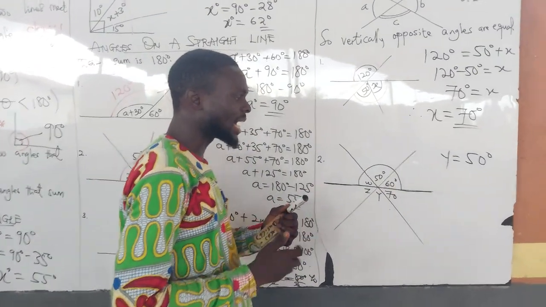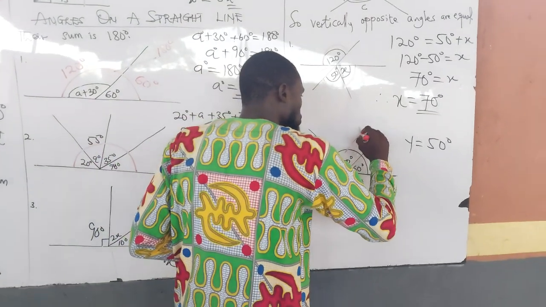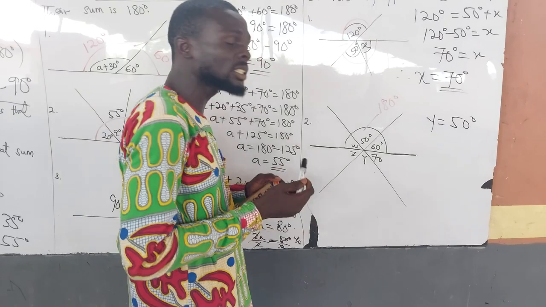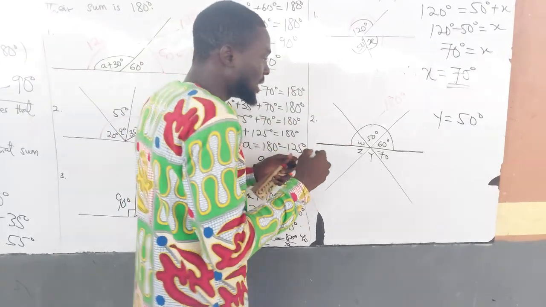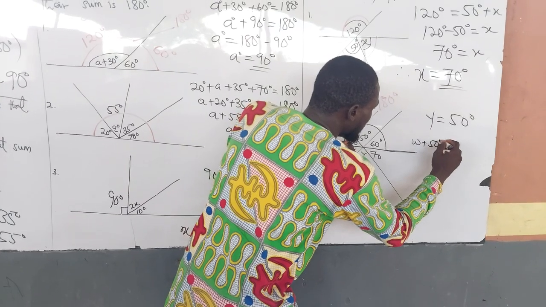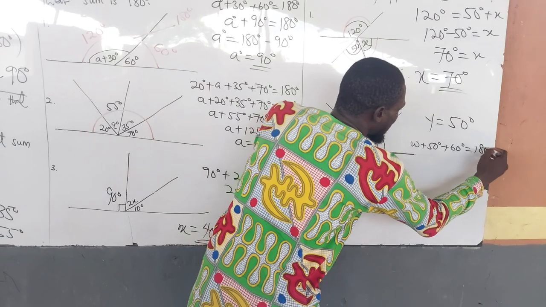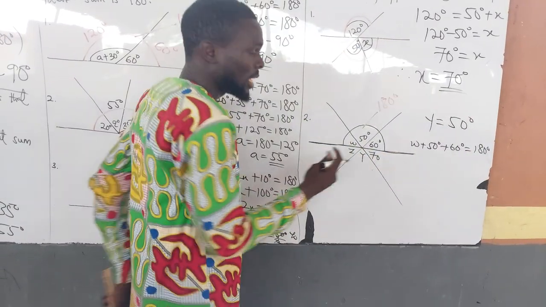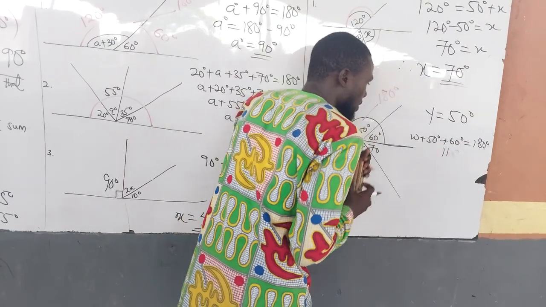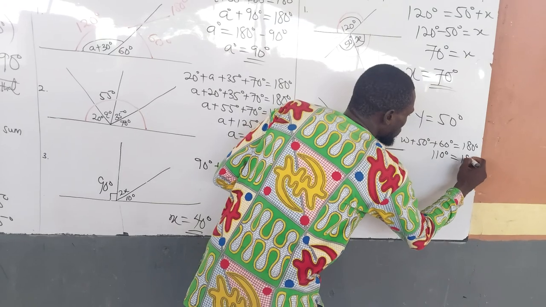And what did we say angles on a straight line sum up to? They sum up to 180 degrees. So if I want W, then I'm going to say W plus 50 degrees plus 60 degrees is equal to 180 degrees. Adding this will give me 110 degrees, which is equal to 180.